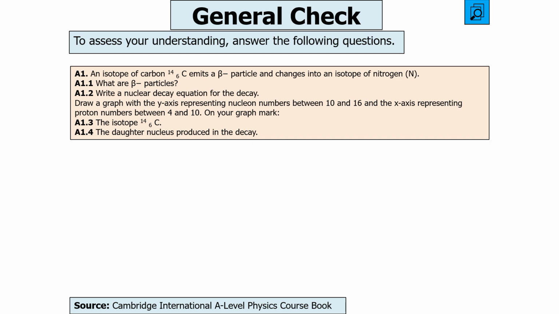The next question says an isotope of carbon-14 emits a beta-minus particle and changes to an isotope of nitrogen. What are beta-minus particles? Write a nuclear decay equation for this decay. Draw a graph with the y-axis representing the nucleon numbers between 10 and 16 and the x-axis representing the proton numbers between 4 and 10. And on the graph, mark the isotope for carbon and the daughter nucleus that this decay would produce. So pause the video now, then unpause the video when you want to go through your answer.